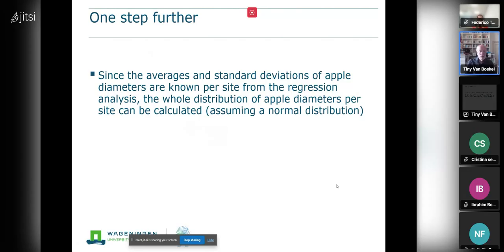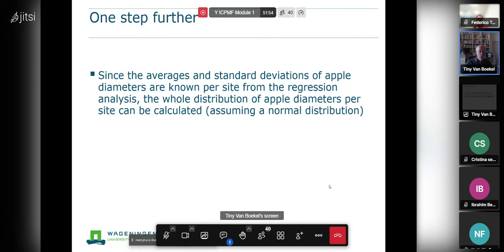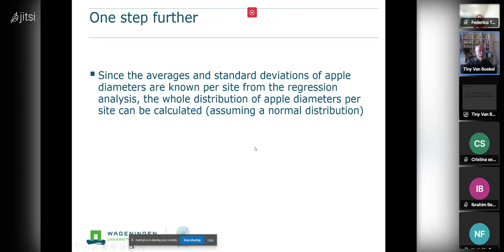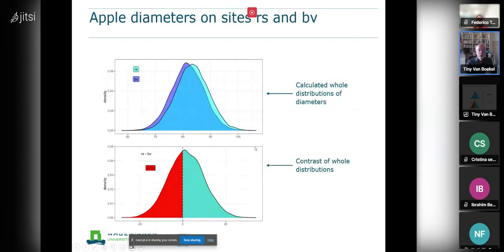So there you could conclude, indeed, it depends on the orchard site what the means will be and how big the differences are. But we can do more, because we now know the means and the standard deviations for each orchard site. So we can not only calculate the mean, but we can calculate the whole distribution if we assume a normal distribution. It could also be a log normal distribution. So if you do that, then you get this result.